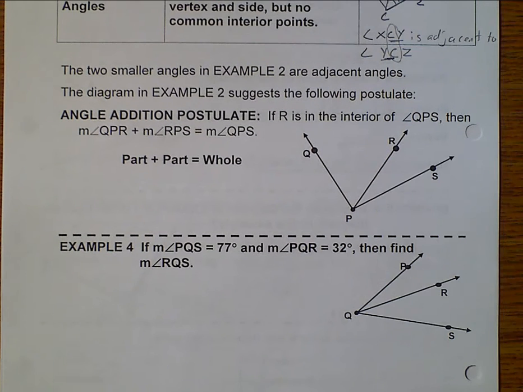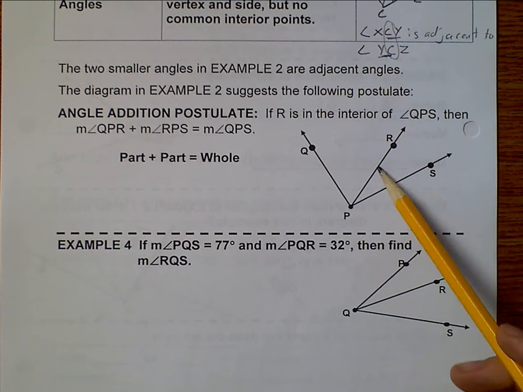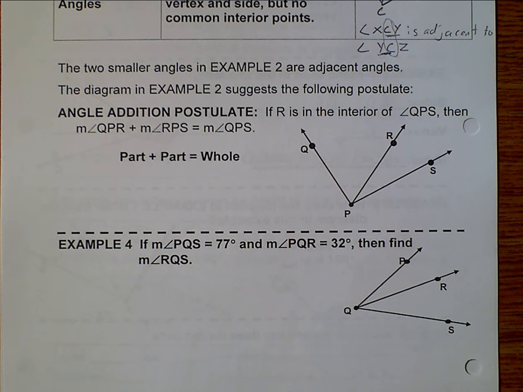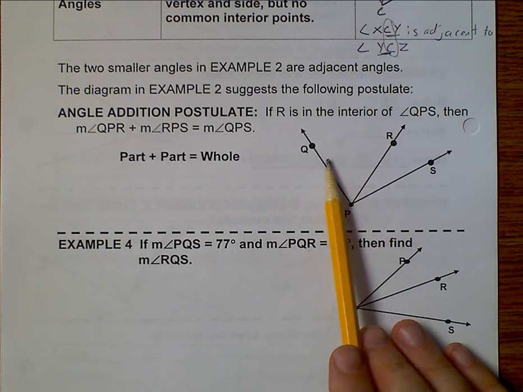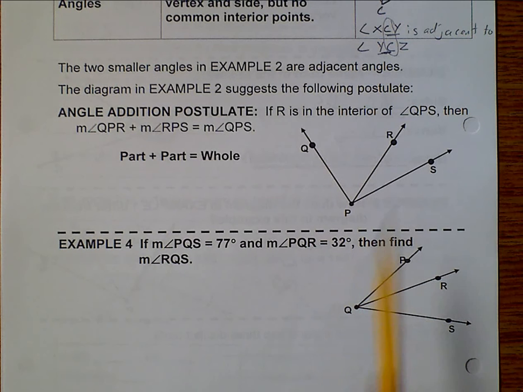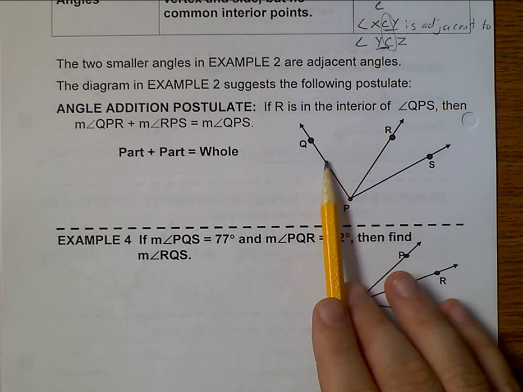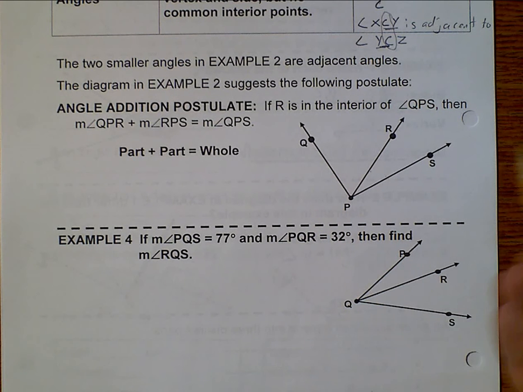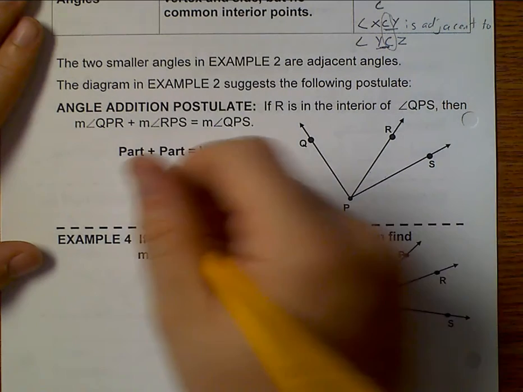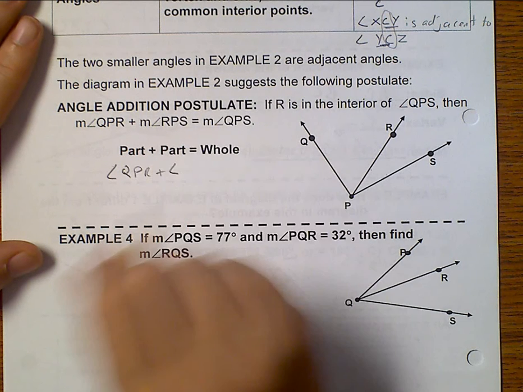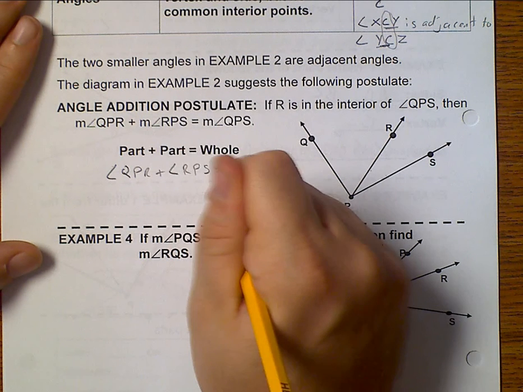So going back to example 2, those two smaller angles were adjacent angles. And they've given you the description here. That would be QPR and RPS. And so we have this, that if I can take this part of the bigger angle and that part of the bigger angle and add them up, they'll equal the big angle. It's the angle addition postulate. It basically says that angle QPR plus angle RPS equals angle QPS.